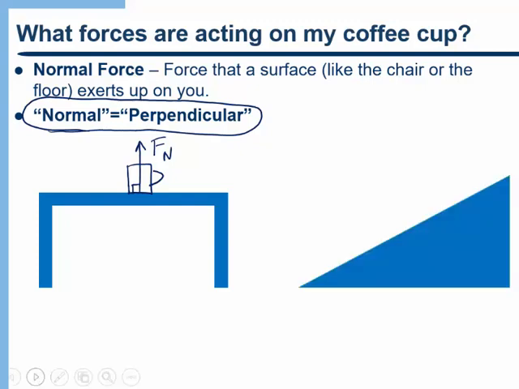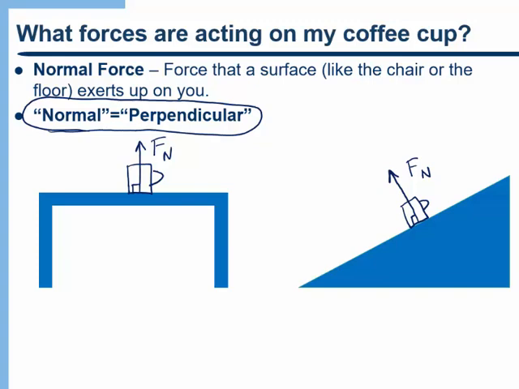Now, let's say that my coffee cup is on an incline. Well, in this case, again, the normal force that that surface exerts is always normal to the surface. So that's our right angle.